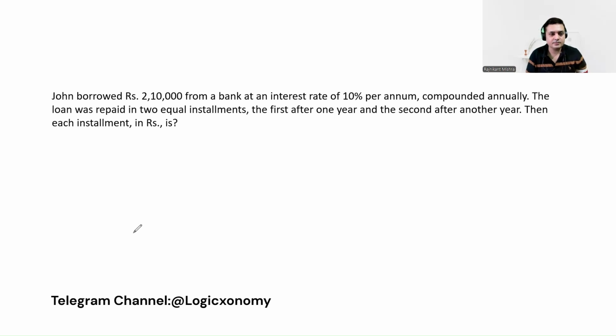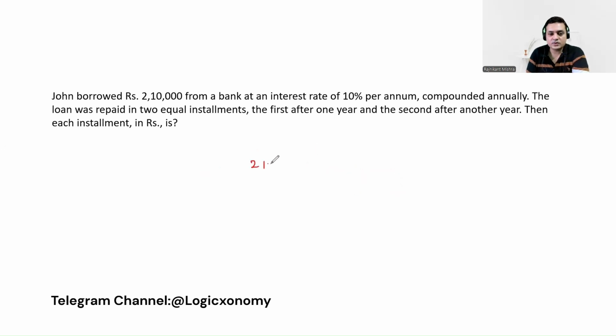Today we are going to discuss a very important SICI problem, EMI on compound interest. John borrowed 2,10,000 rupees from a bank at an interest rate of 10% per annum, compounded annually. The loan was repaid in two equal installments: first installment after 1 year and second installment after 2 years. Both installments are equal, suppose I and I. Then find out the value of each installment.